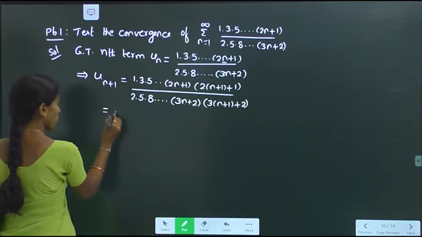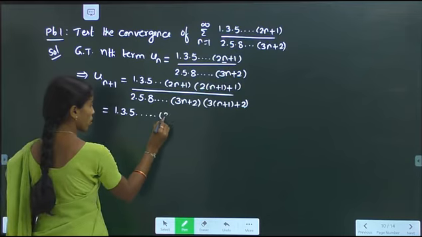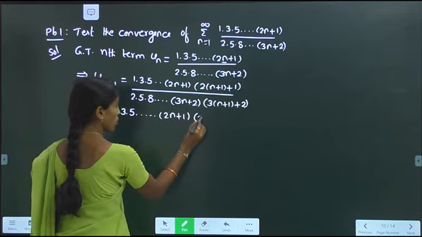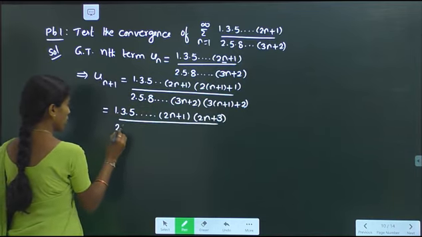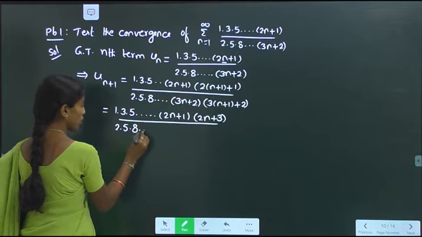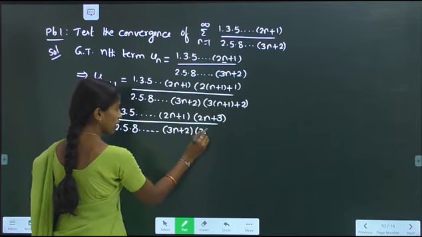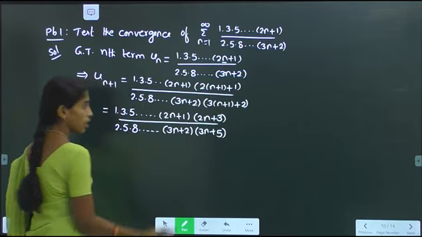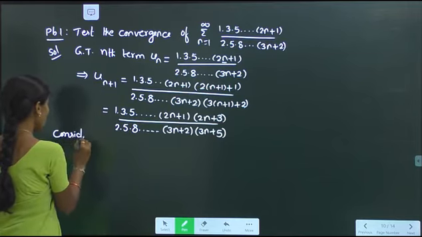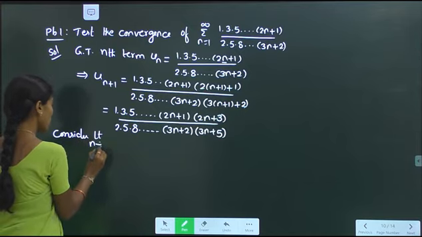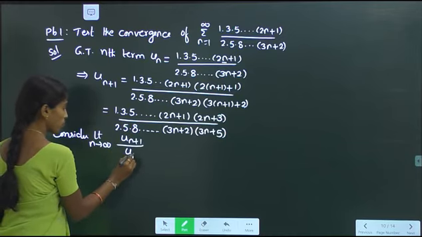So it becomes 1 into 3 into 5 and so on 2n plus 1 into 2n plus 3, by 2 into 5 into 8 and so on 3n plus 2 into 3n plus 3 plus 2, that is 3n plus 5. Now consider limit n tends to infinity, un plus 1 by un.